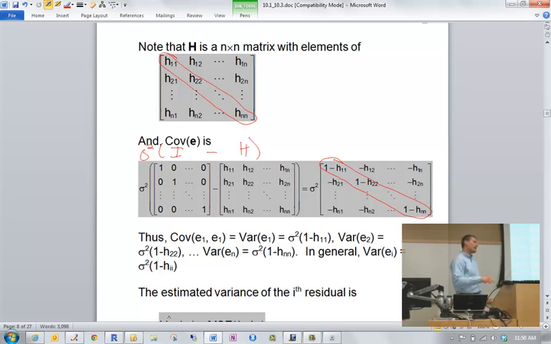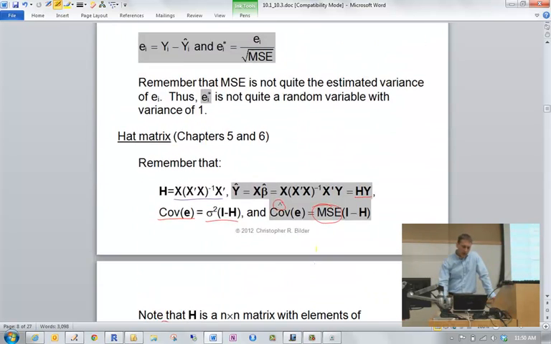And the reason why the diagonal elements are so important to us is this. If I were to find the covariance of E1 and E1, again, that just means the variance of E1. That variance is sigma squared times 1 minus H11. So now you have a measure of the variance of E1. The variance of E2 is sigma squared times 1 minus H22, and so on. Why is that important?